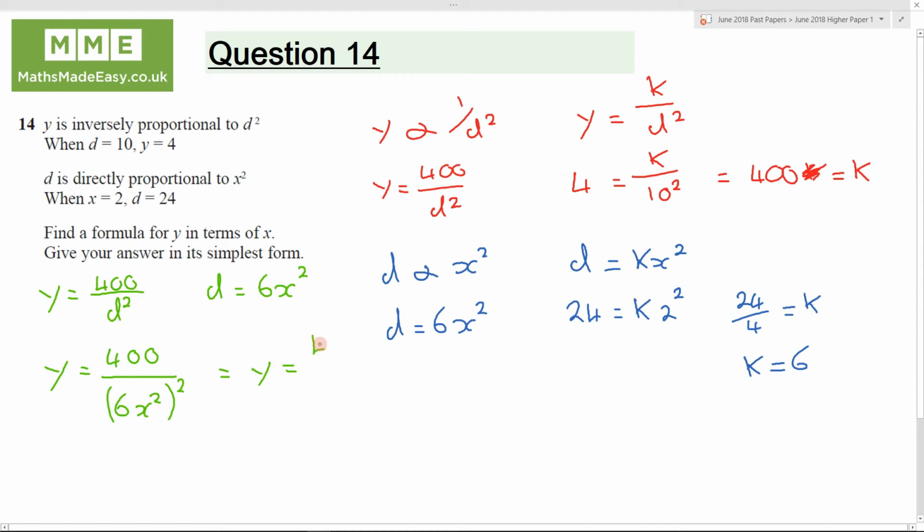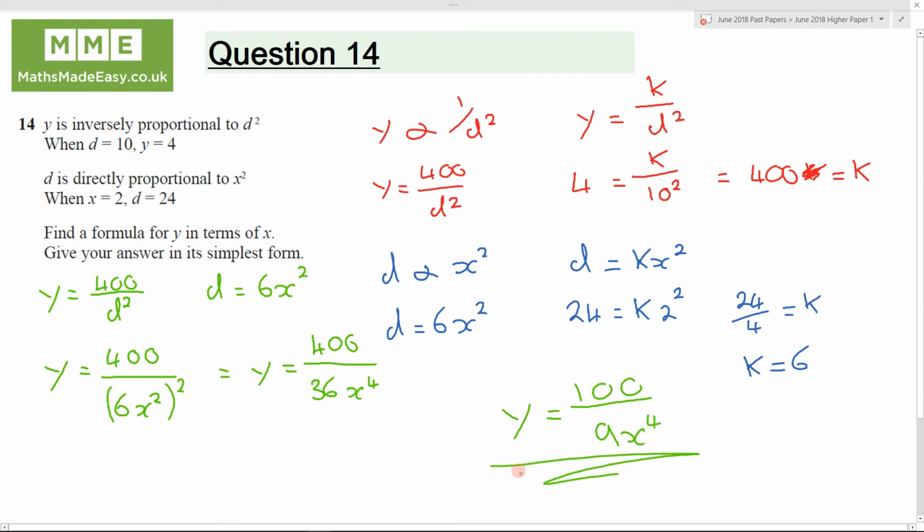y equals 400 over 6 squared, which is 36. x squared squared would be x to the 4. We can simplify this fraction by dividing them both by 4, which would give us our final answer of y equals 100 over 9x to the 4. And that would be our final answer of y in terms of x.